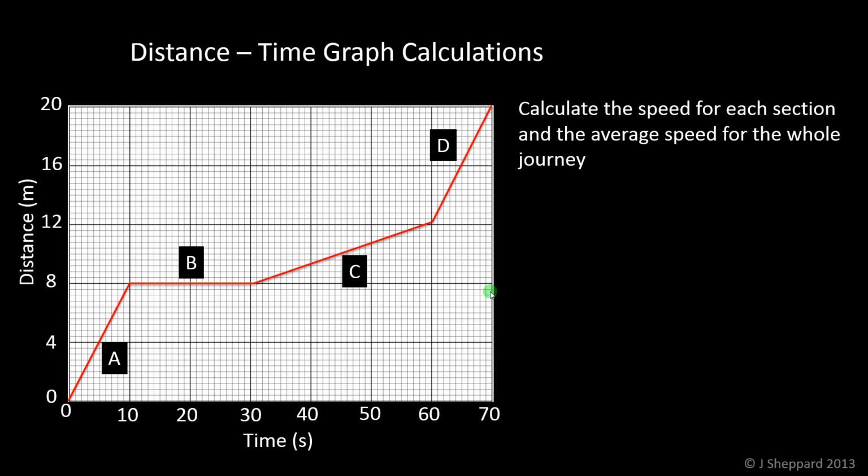Okay, so last thing then is for you to have a go. Just calculate the speed for each section of this distance time graph and the average speed for the whole journey. We're not going to do the displacement time graph because, strictly speaking, it's not on the syllabus. But if you can do the distance time graph, then the displacement time graph is very similar. So pause and have a go at that, and we'll go through the answers in a sec.